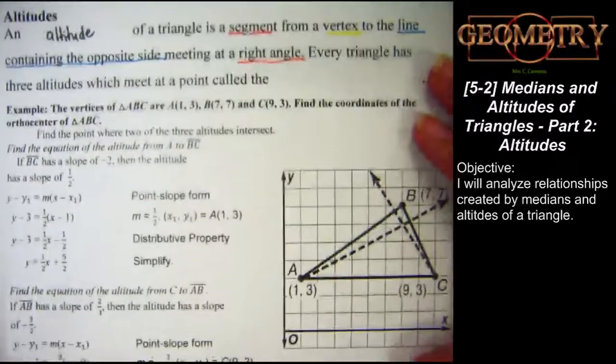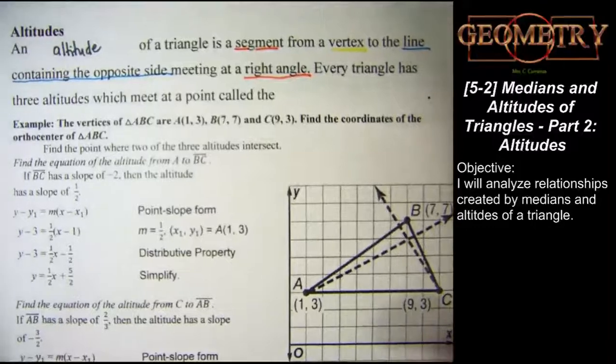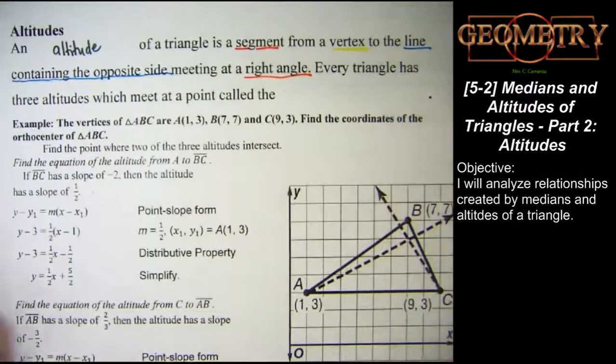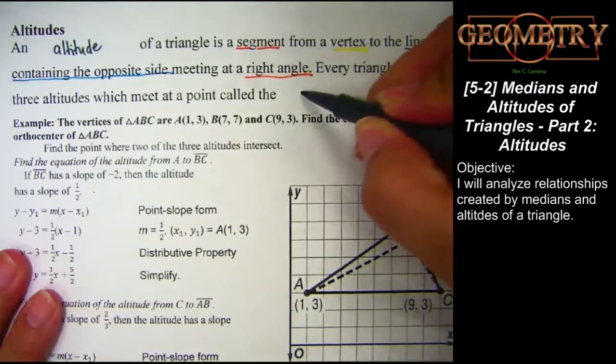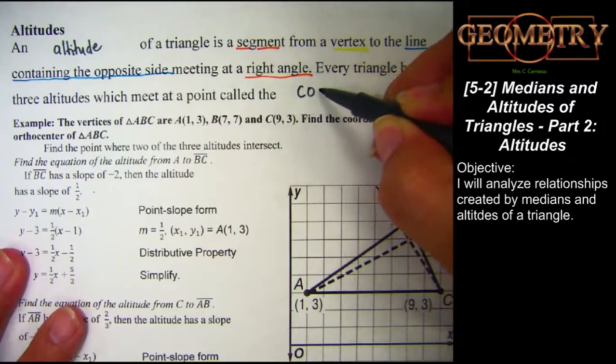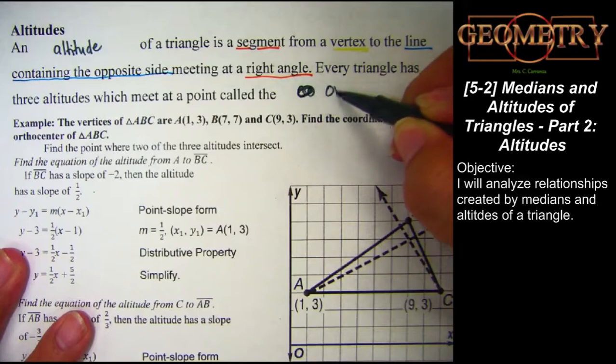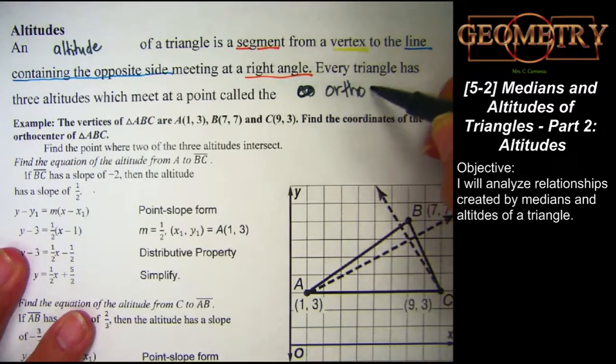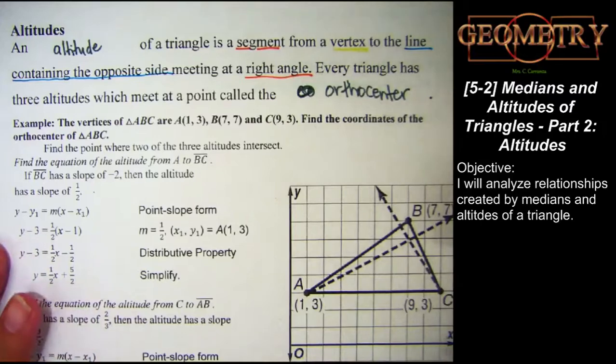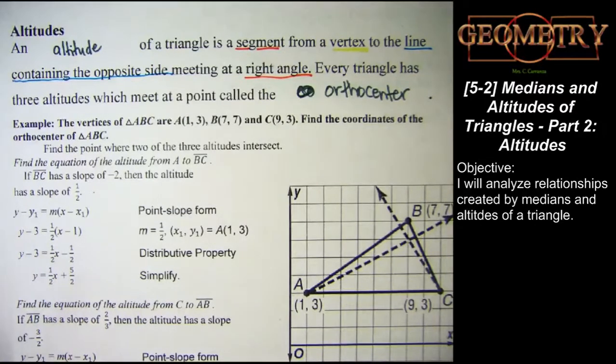Now, because triangles have 3 vertices, they have 3 altitudes, and the point of concurrency, that is where all 3 altitudes meet, is called the orthocenter. So the point where all 3 altitudes come together and meet and have a party is a club called the Orthocenter.